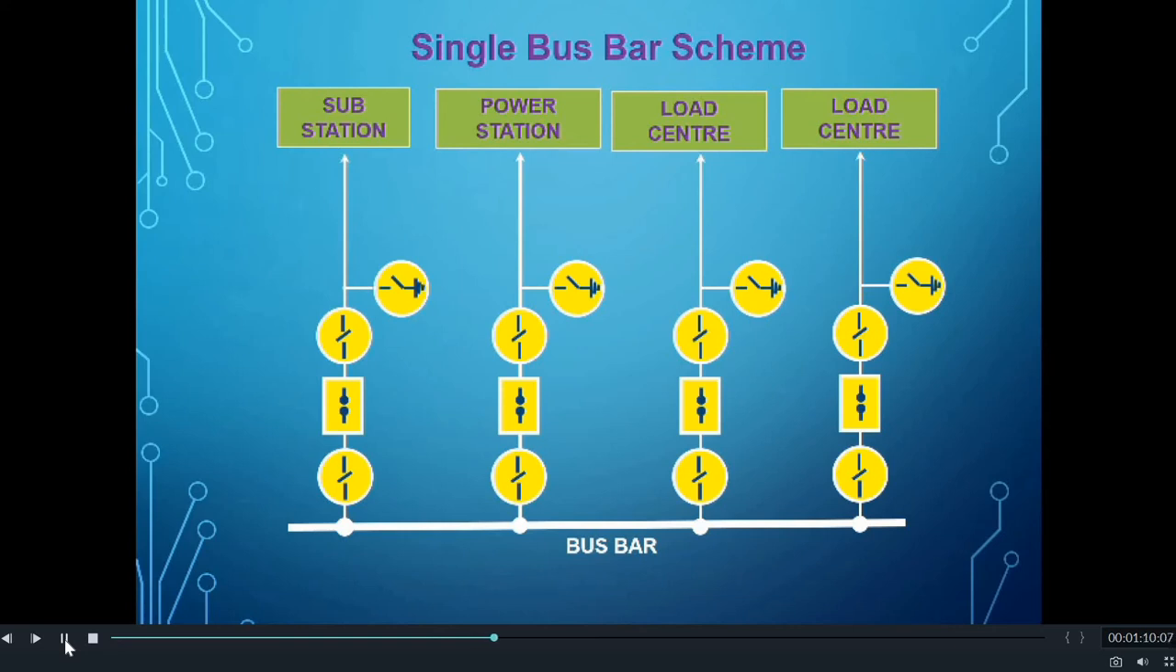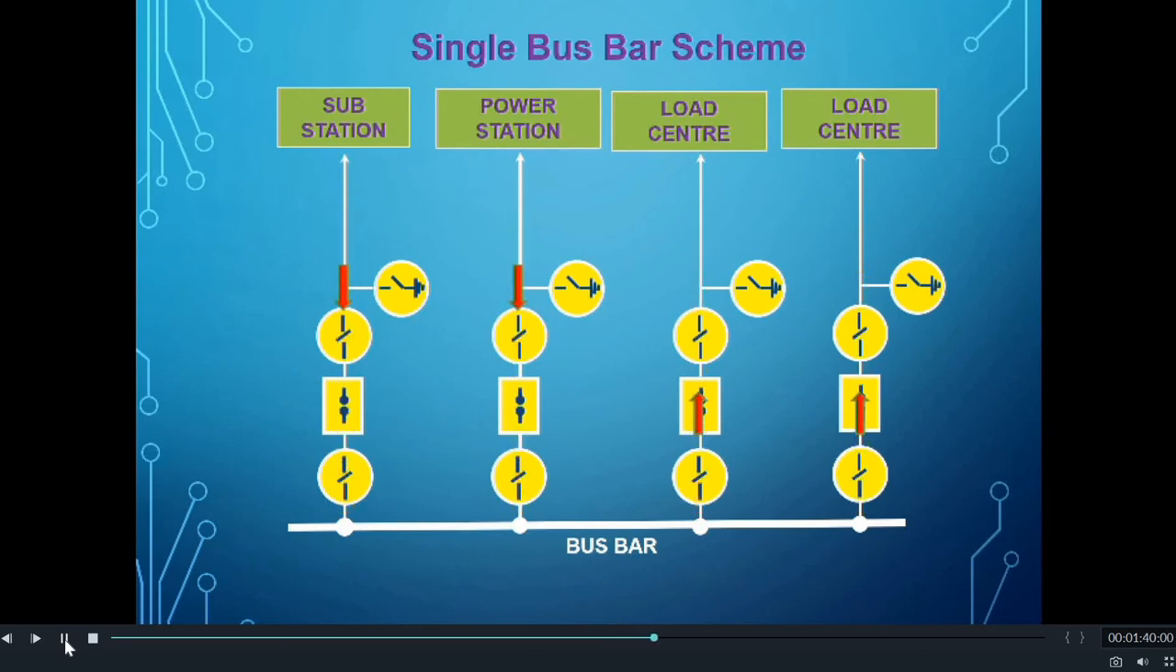We can see during normal condition the direction of the flow of currents in the feeders. In the first feeder, the direction of the flow of power and the current is from the substation towards the busbar, and in the second feeder also the flow of power is from the power station to the busbar, and in the third and fourth feeders the power is flowing from the busbar towards the load centers.